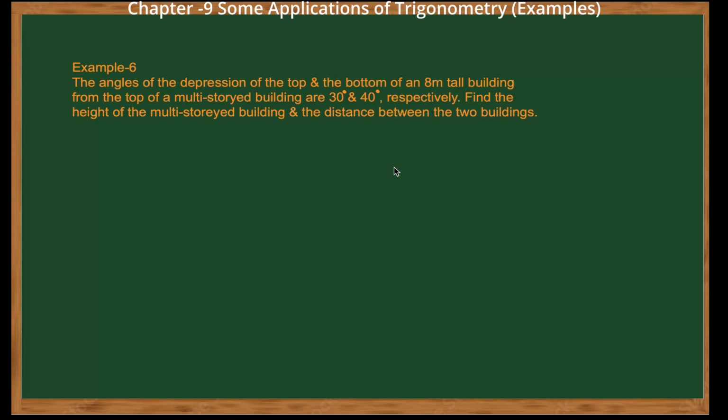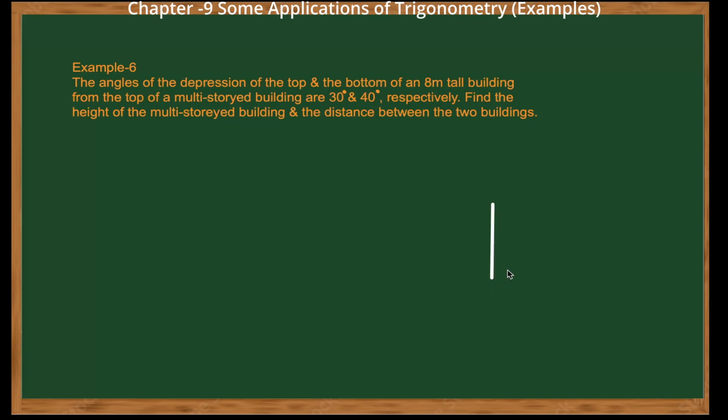Okay, so now the thing is, let's try to put the question in a diagram. Always draw the diagram, students, whether it is asked or not, so that will be helpful. So the angles of depression of the top and the bottom of an 8-meter tall building. So there is an 8-meter tall building.